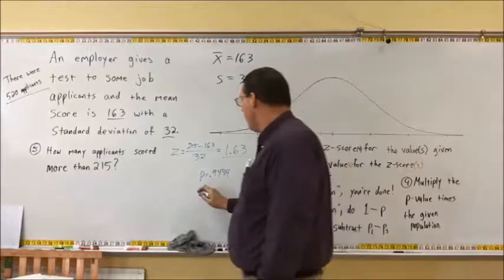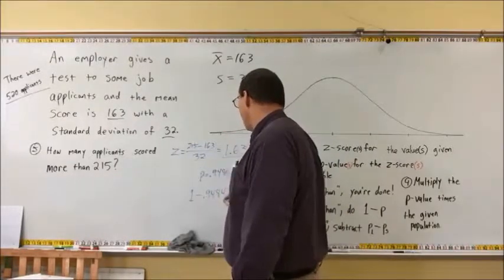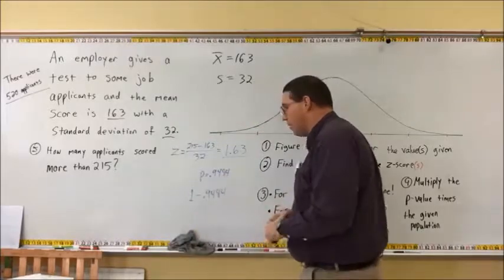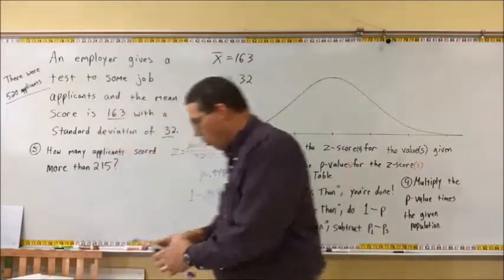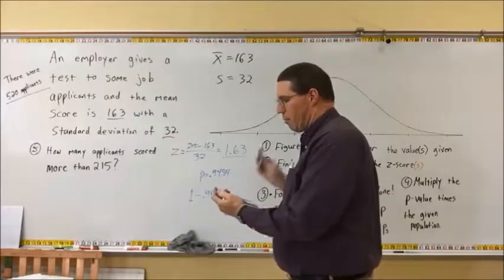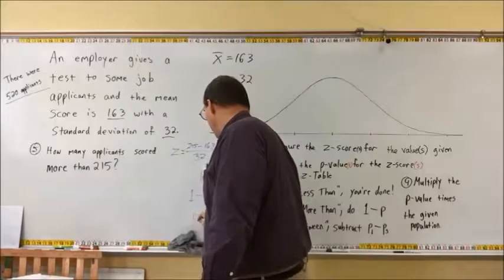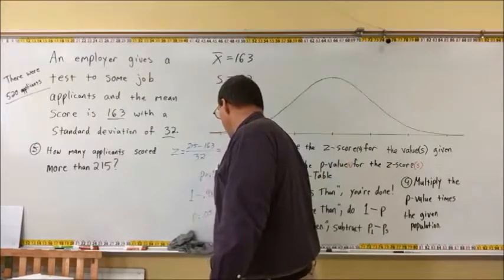Then it says for more than problems, do 1 minus p. So we want to do 1 minus 0.9484, and that'll be our true p-value, our final p-value. So we're going to do 1 minus 0.9484, and that gives us 0.0516. So p equals 0.0516.